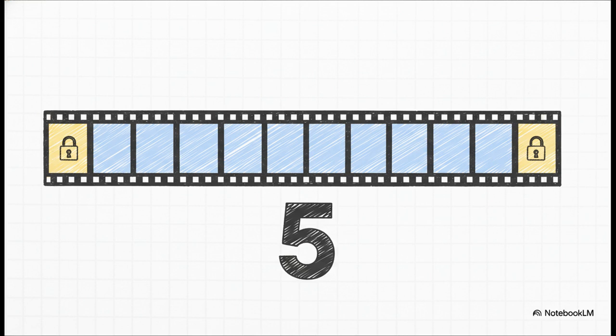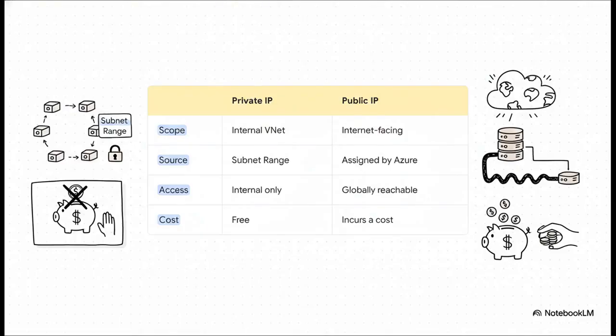So what does this mean for you? It means that a subnet you think has 256 addresses, like a /24, really only has 251 that you can actually use. You absolutely have to factor that in when you're planning your subnet sizes. Okay, let's switch gears to the addresses themselves. Inside your VNet, a resource gets a private IP from its subnet.